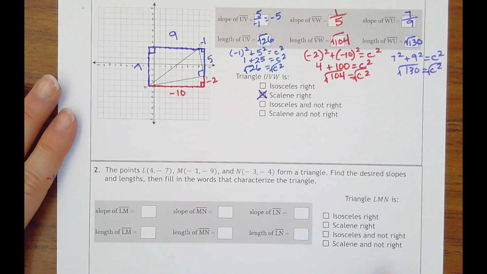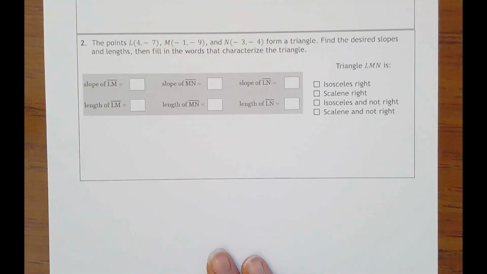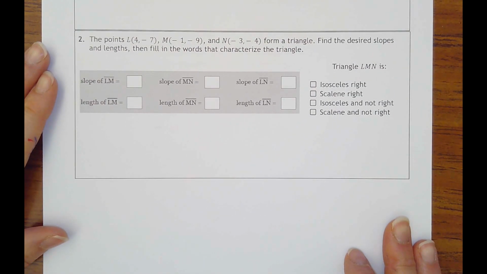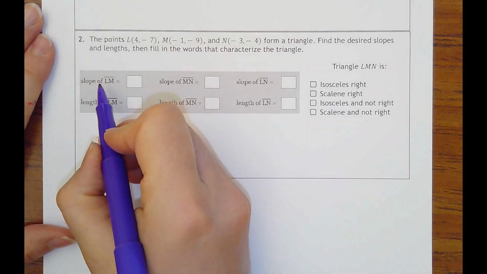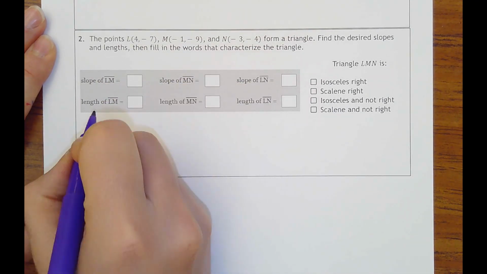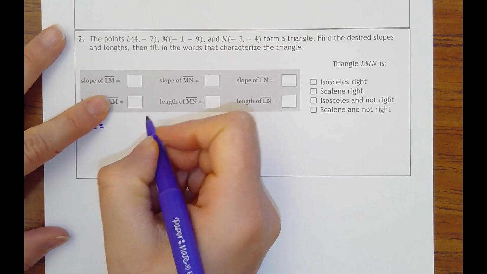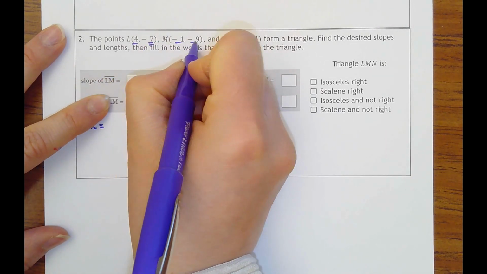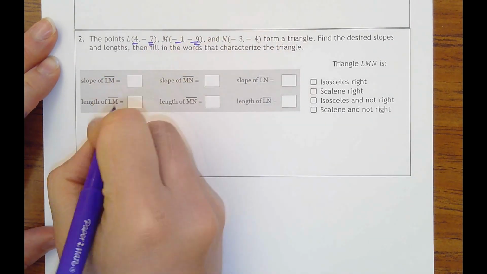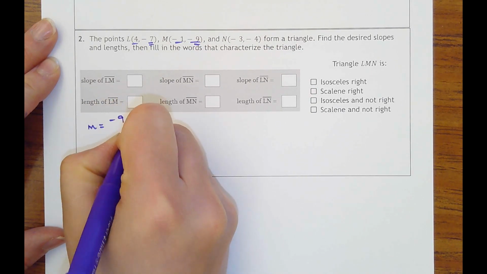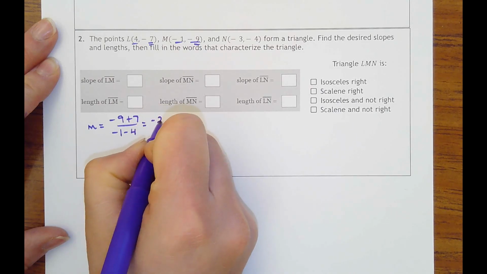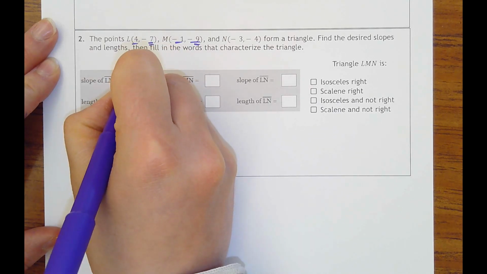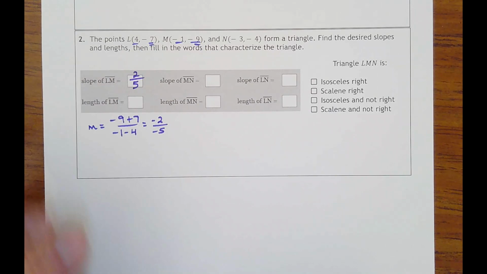So those are not too bad on a picture, but what if we have one that's not a picture? We're going to have to do a little bit more work. And so we would start with LM, and we would want to find the slope, and we would do our slope formula. So I would do -9 plus 7 over -1 minus 4. That would be -2 over -5, which is 2/5. I think I'm going to go ahead and do all slopes first.